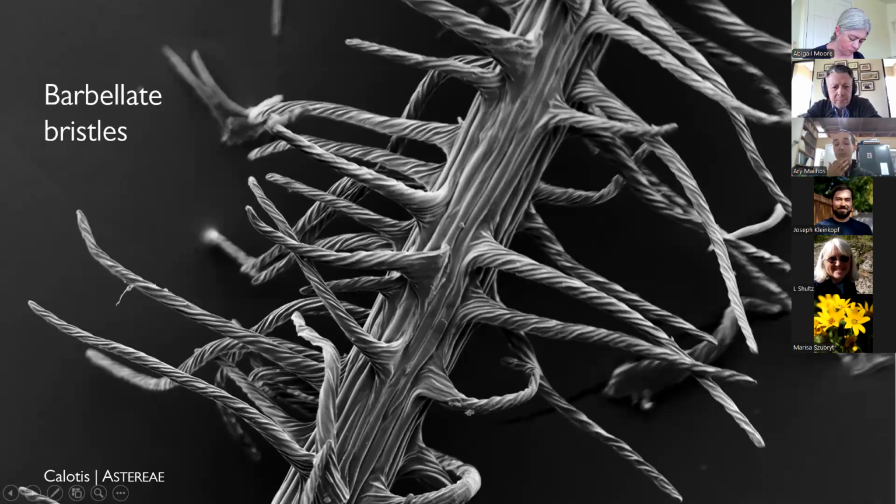Then we have barbellate bristles, where the projections of the bristle are longer than the diameter of the bristle itself. And the projections here are typically rigid, and there is great diversity in how they are arranged. They can be arranged only on one side of the bristle or all around, like we can see in this image. But it is not much more complex than that.